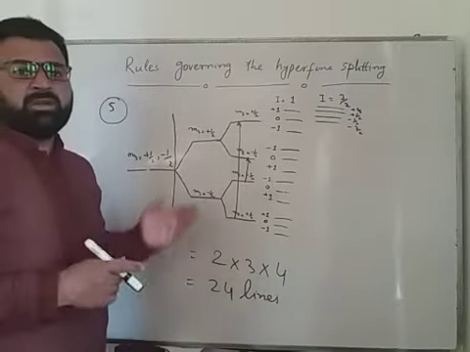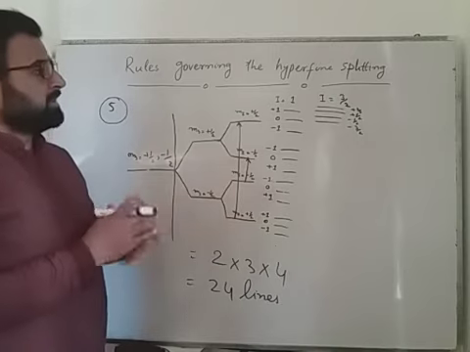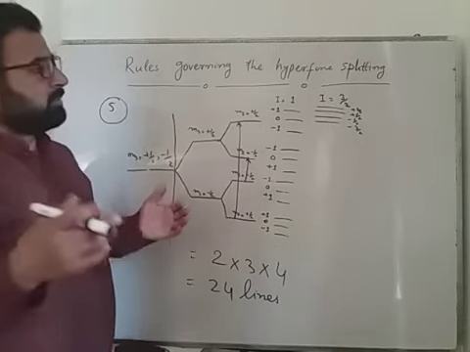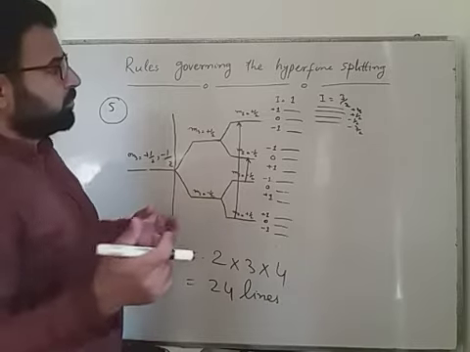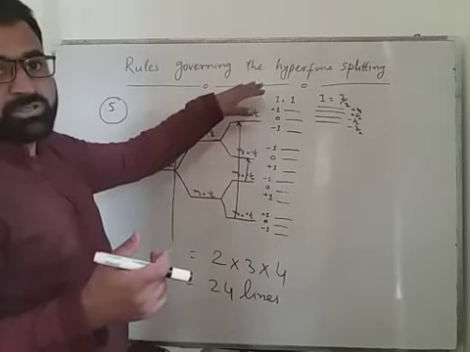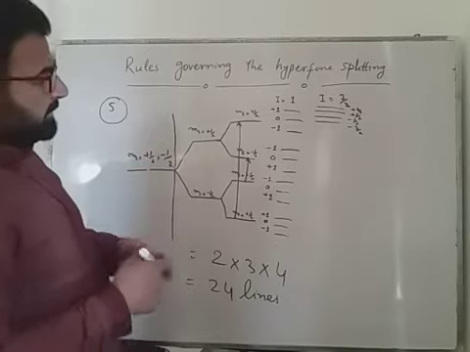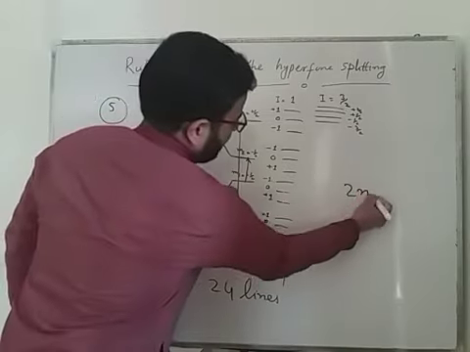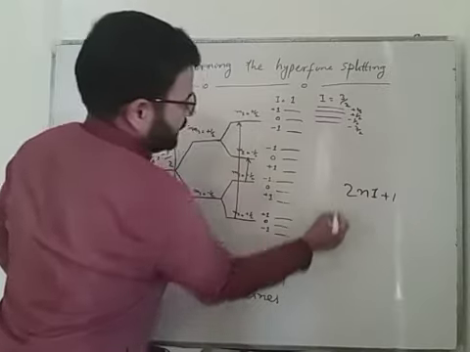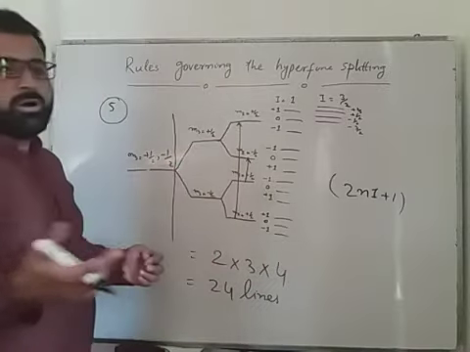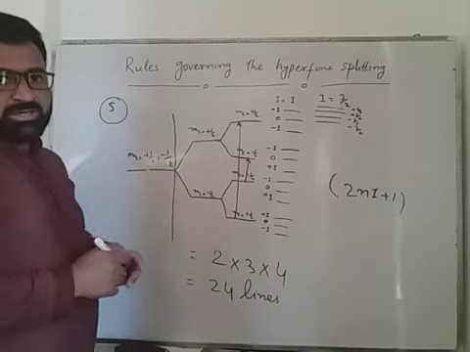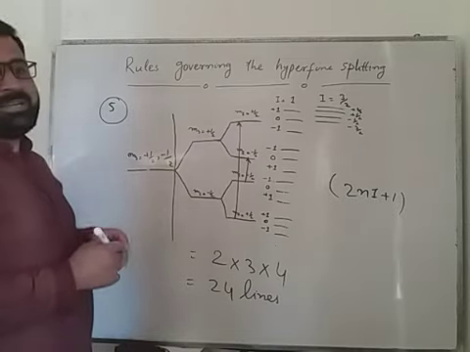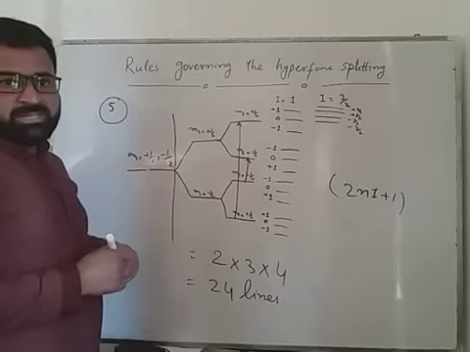So if you have the unpaired electron delocalized over various nuclei, the only thing you should know is the spin of those nuclei. Then you can simply use the formula 2nI plus 1 for each nucleus, and then take the product of those, and you will get the total number of lines in that kind of system. Okay, thank you.